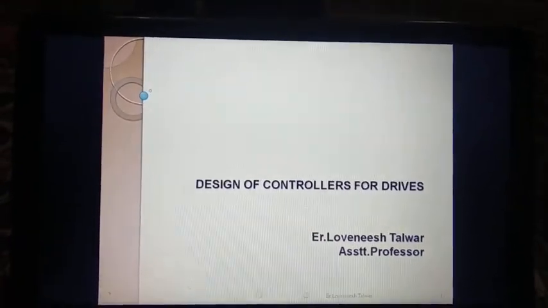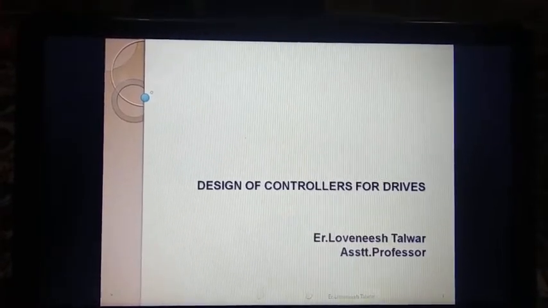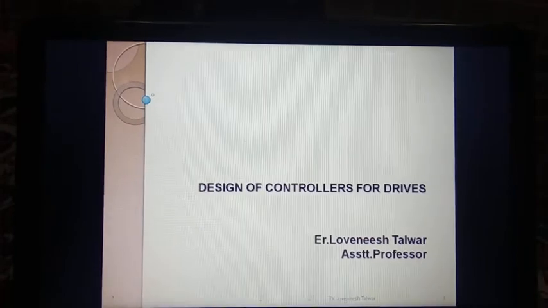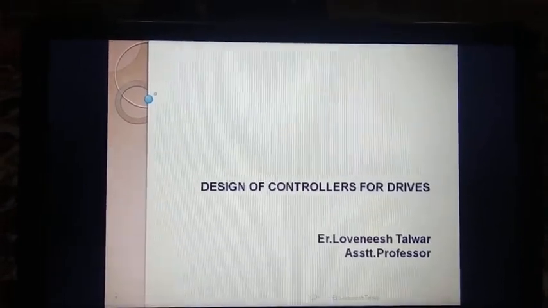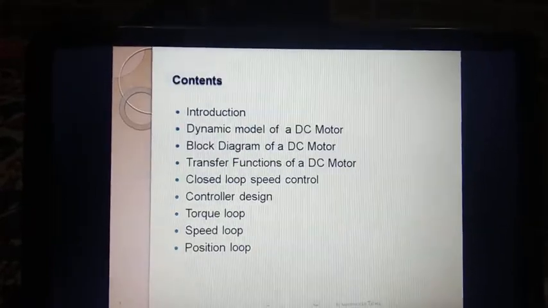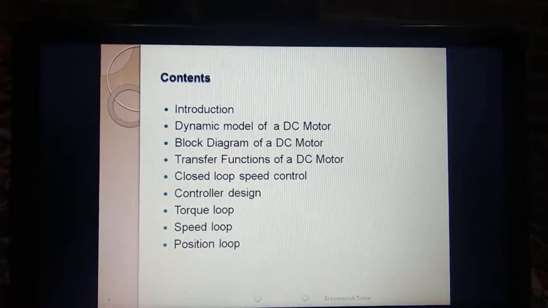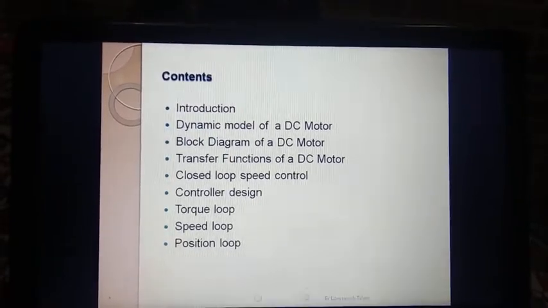Depending upon these, we use various types of controllers that can control our industrial drive. Today I am discussing what the various controllers are and how a controller can help to control this drive system. This is the main content of my presentation.